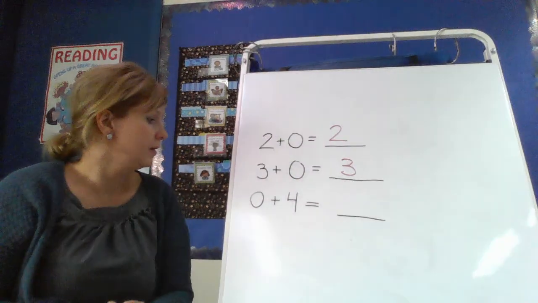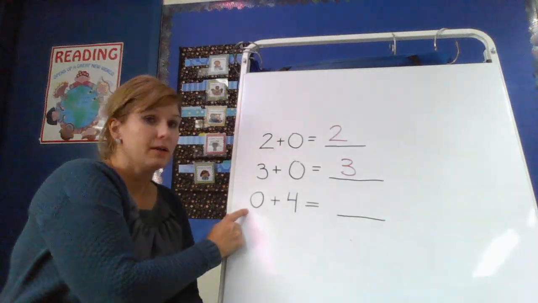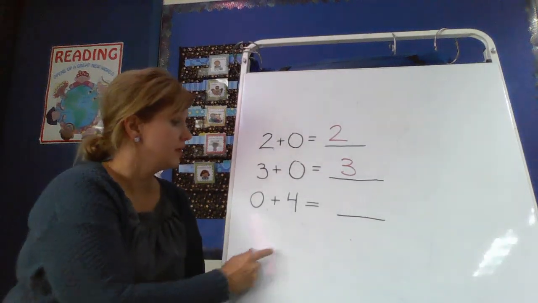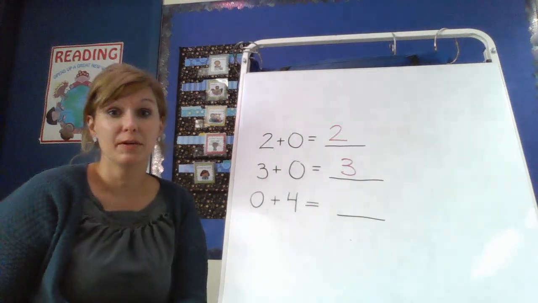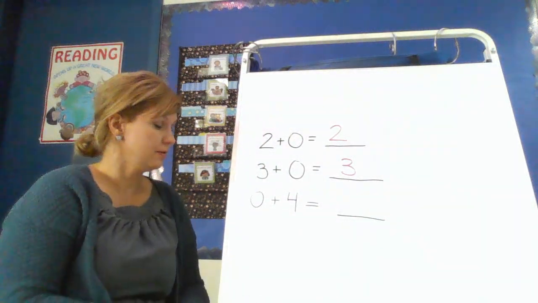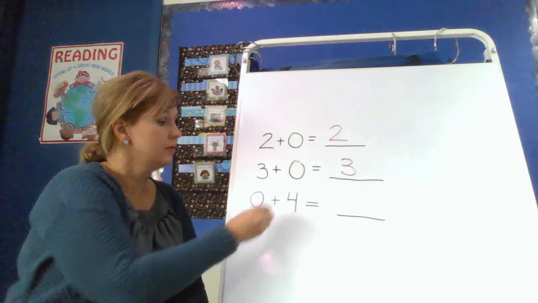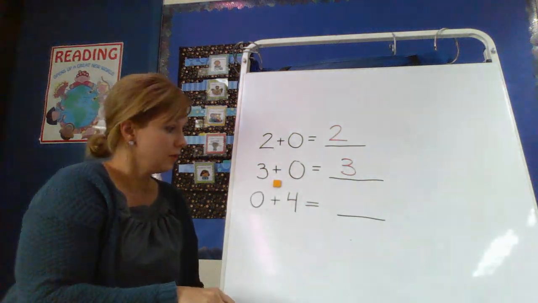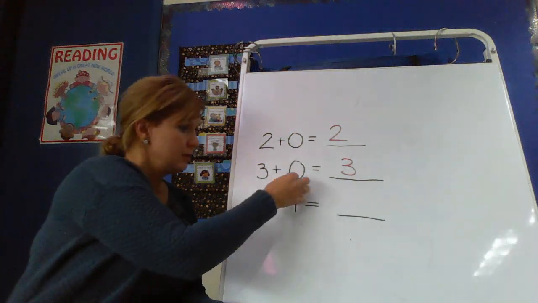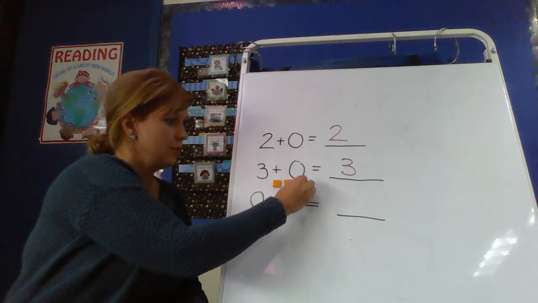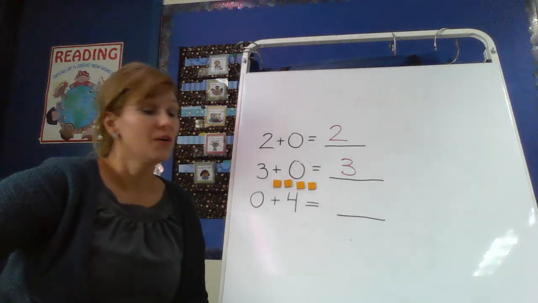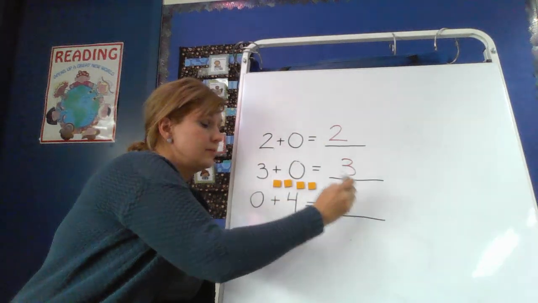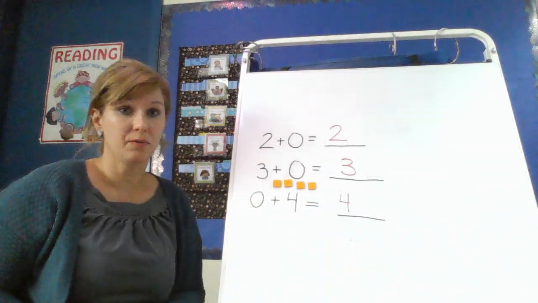strawberries? My daughter picked 0 strawberries, and my son picked 4 strawberries. How many strawberries did they pick all together? Well, my daughter picked 0. My son picked 4. There's 1, 2, 3, 4. The answer is 4 strawberries. Strawberries would be the label on that one.